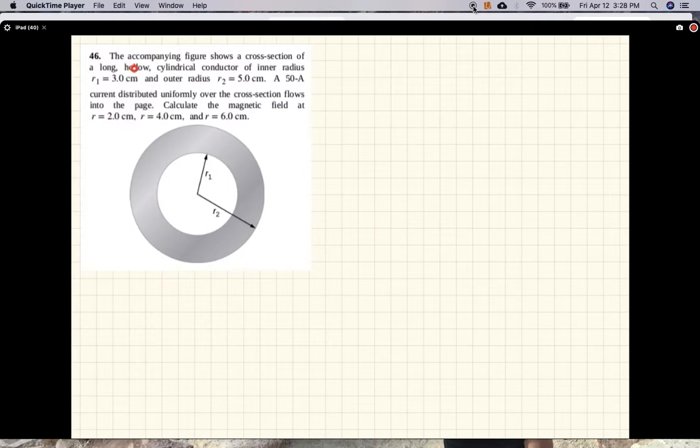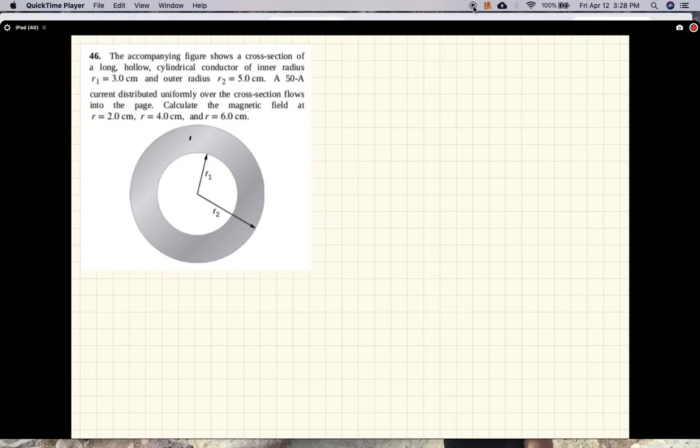All right, in this problem, it says the accompanying figure shows a cross section of a long hollow cylindrical conductor of inner radius 3 centimeters and outer radius 5 centimeters. A 50 amp current distributed uniformly across the cross section flows into the page. Calculate the magnetic field at r equal to 2 centimeters, 4 centimeters, and 6 centimeters.